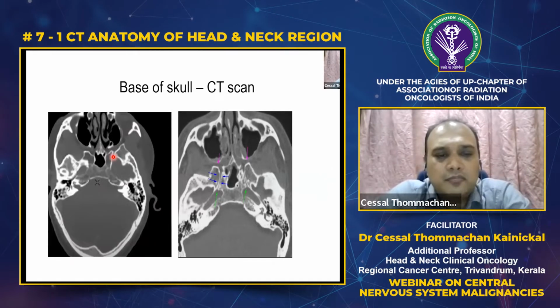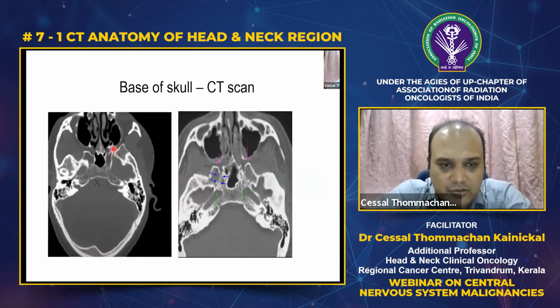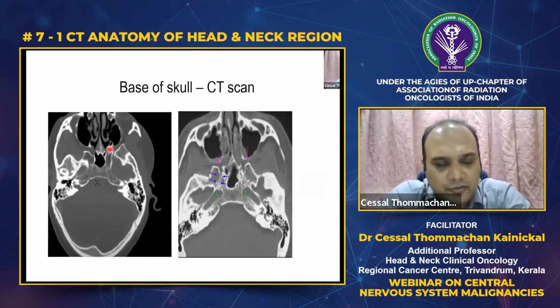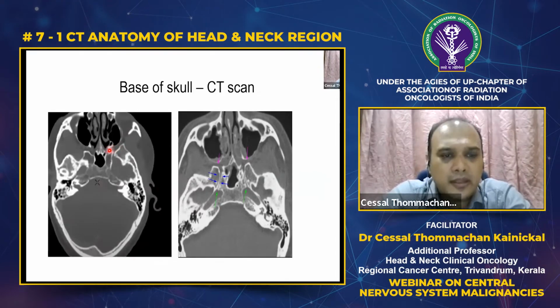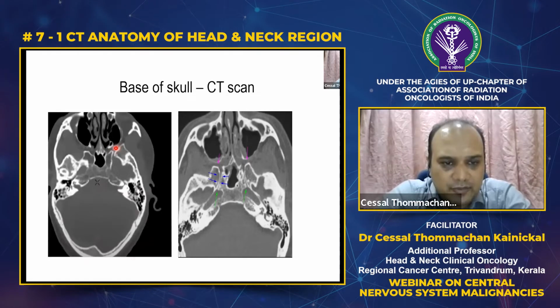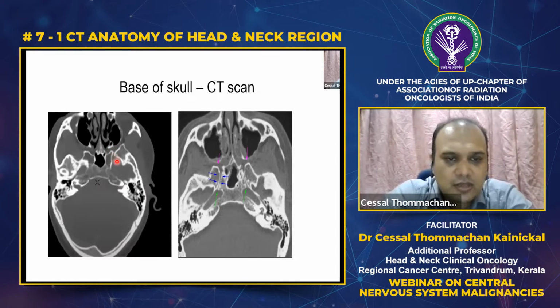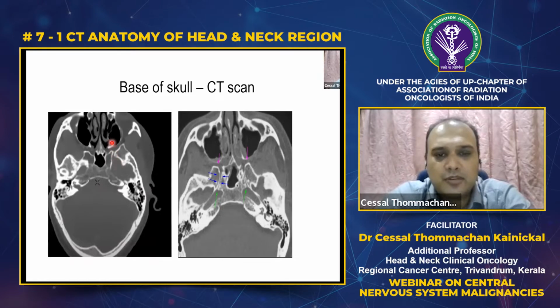One is the foramen rotundum. So this is the foramen rotundum. Suppose you have a lesion in the pterygopalatine fossa, mainly from the nasopharynx, nasal cavity, or oral cavity, this is a junction there. From the pterygopalatine fossa, this can spread intracranially through the foramen rotundum. This is the perineural spread from the pterygopalatine fossa to the middle cranial fossa through the foramen rotundum.